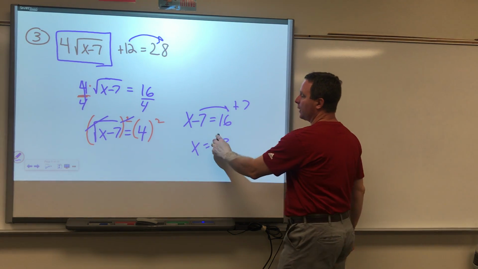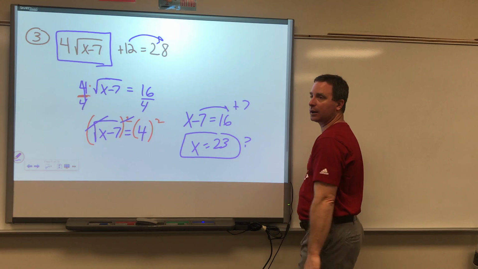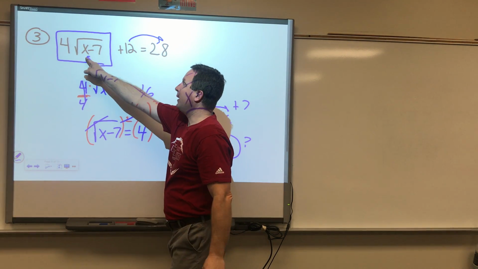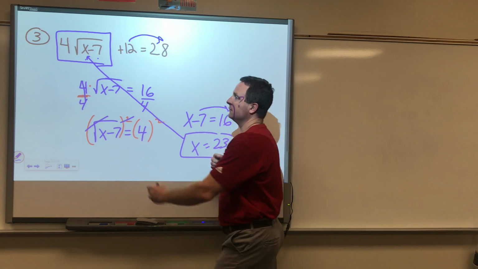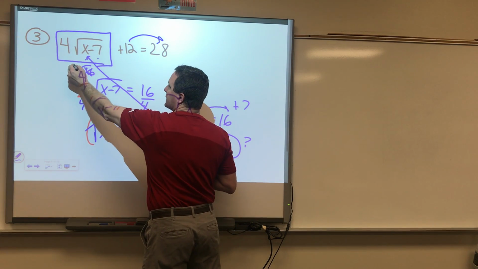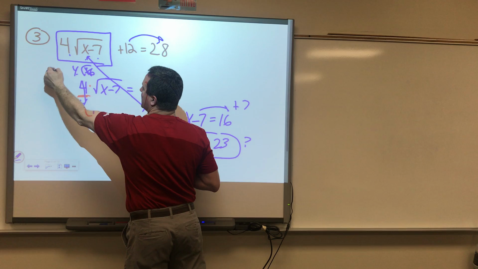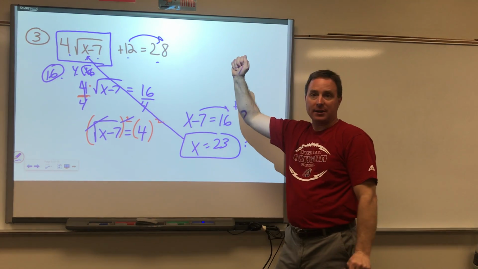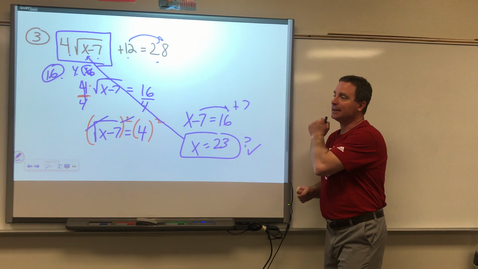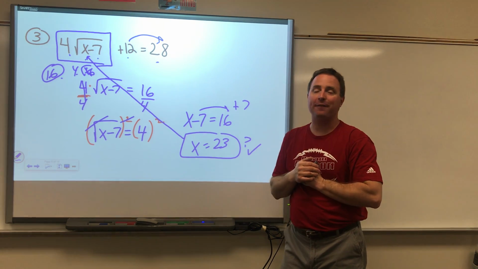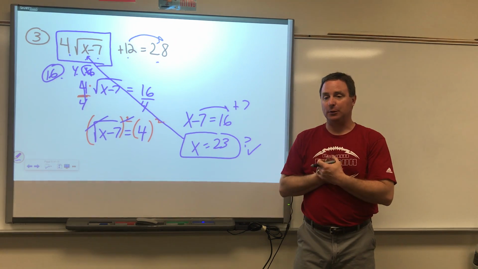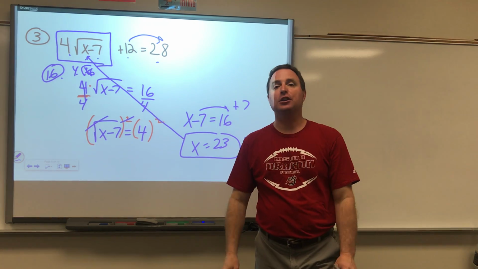Okay? Let's see if it works. Does it work? Again, you can use your calculator, or I'm just going to plug it in. 23 minus 7 is 16. The square root of 16 is 4. 4 times 4 is 16. And 16 plus 12 does equal 28. And it checks. And again, I did that check really, really fast. Certainly go slower. Use your calculator if you need to. Okay? But so far everything's been good.